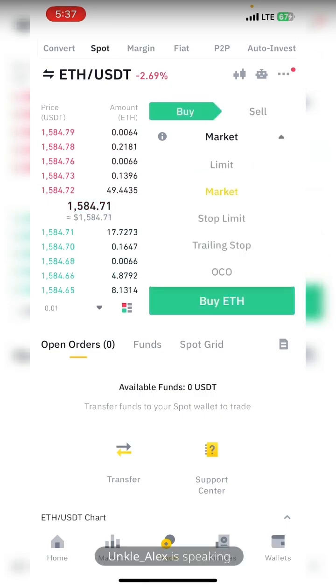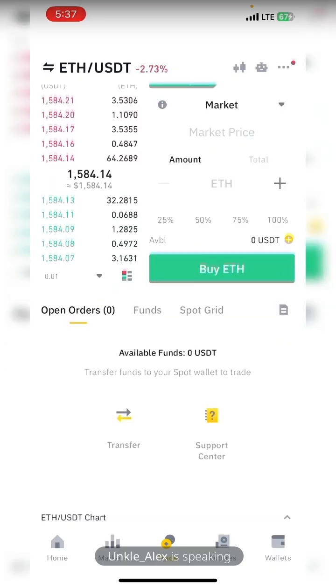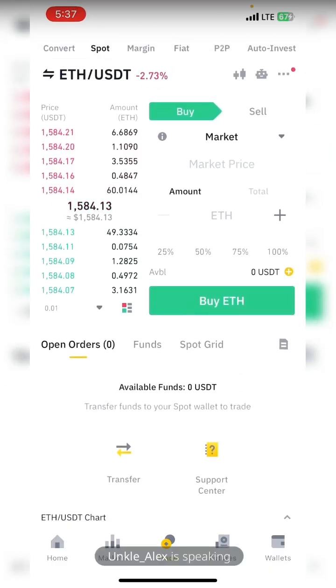This is market. I prefer using market. Although some people use limit, but for spot, I prefer using market, so it will be executed fast. If you use limit, it might take time. But if you use market, it will be very fast.